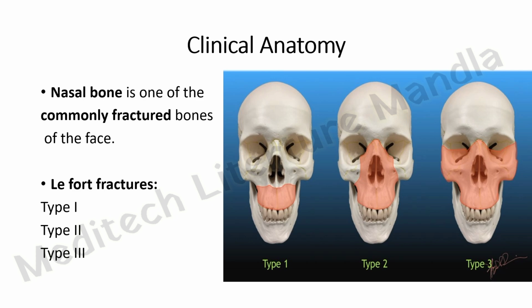So these are the 3 Le Fort fractures, and the fracture line passes through different regions. In type 1 and type 2, the fracture line passes below the zygomatic bone, whereas in type 3, the fracture line passes above the zygomatic bone. So this is all about Norma Frontalis.